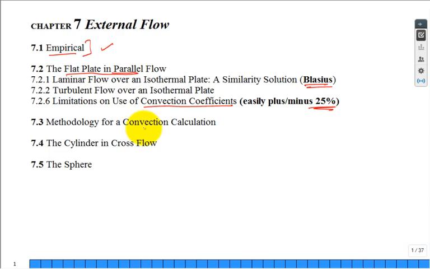And then we're going to talk about, this is a very nice section, 7.3. It's basically, how do you solve these calculations? How do you do convection heat transfer calculations? And that'll be a good summary. I encourage you to read it. And then we'll talk about external flow over cylinders and spheres and then call it quits. I don't even do tube banks. I don't have time to cover all of the external flow conditions.